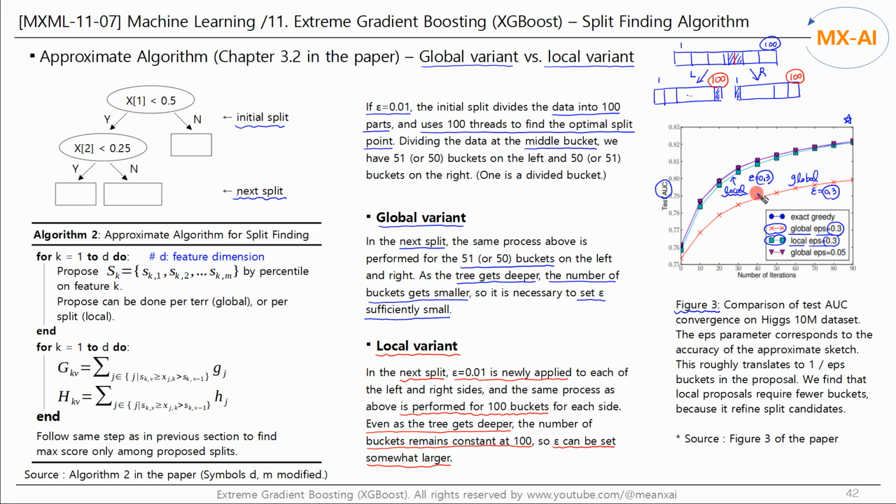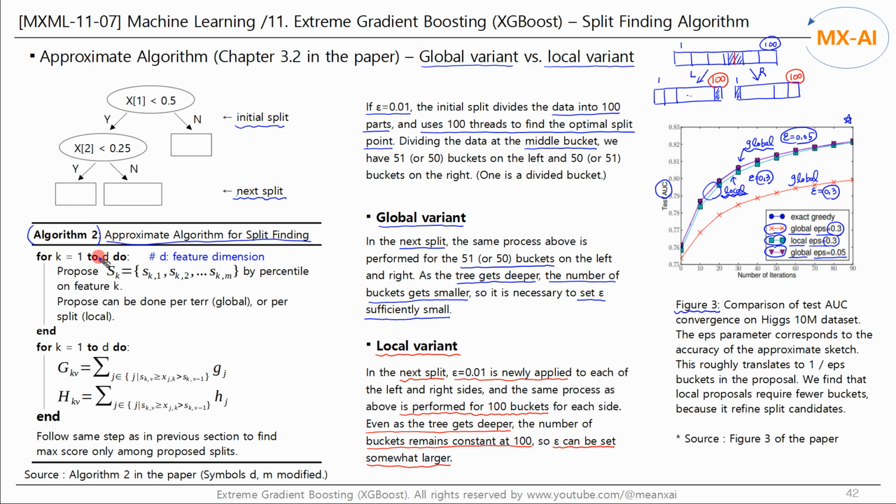of the global variant. Purple is for the global variant and has the epsilon of 0.05. If we set the epsilon of the global variant to be small, we can see that the performance is similar to that of the local variant. This time, we will look at Algorithm 2, the approximate algorithm for split finding, presented in the paper.